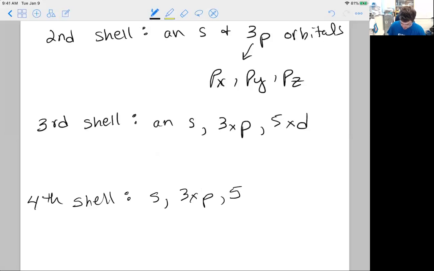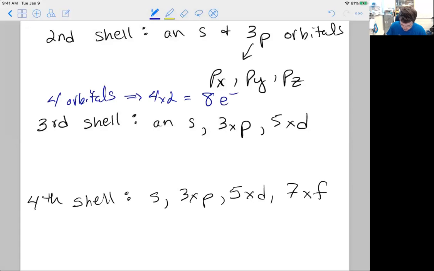Similarly to the third shell, 5 times D and 7 times F. Okay, so let's figure out how many electrons we can hold in total in each of these shells. So if we look, we've got 4 orbitals total in the second shell, right? In 2s and 2p, that's 4 orbitals total, where 4 times 2 equals 8 electrons total can be held in the second shell.